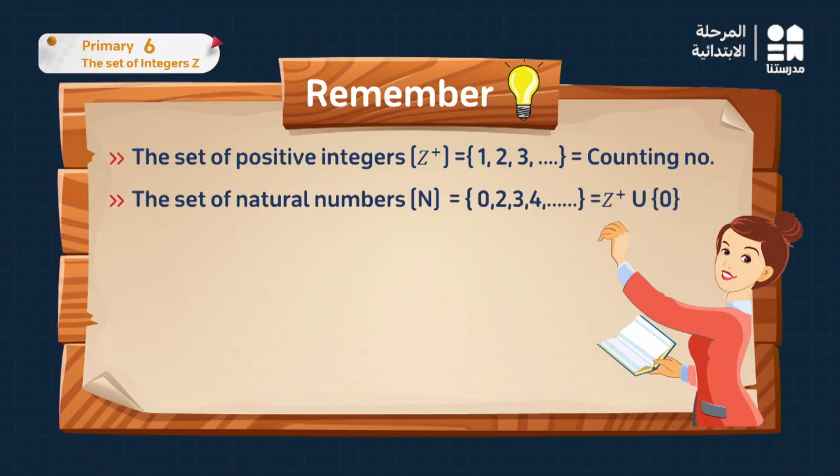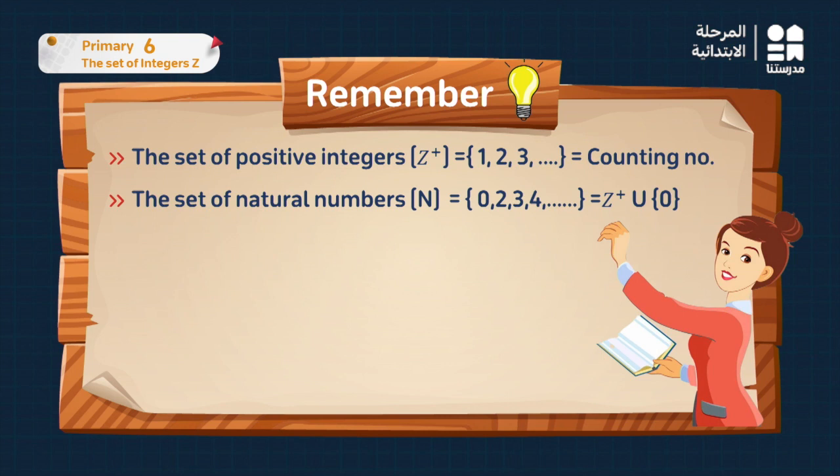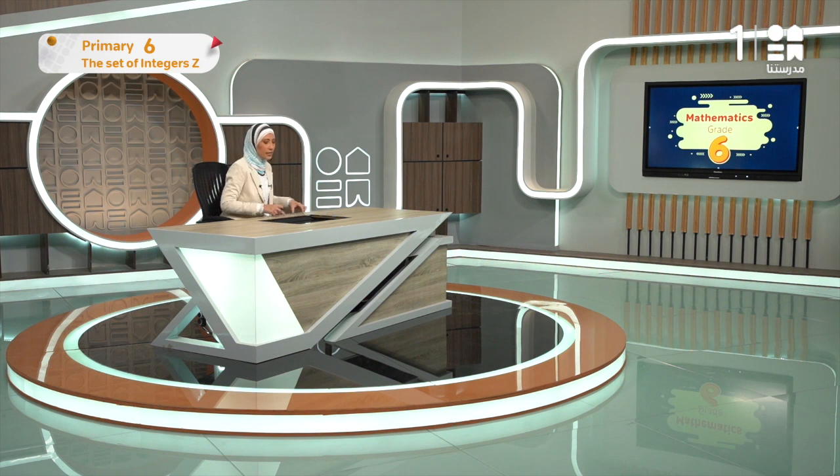The second set is the natural numbers. If I put a 0 with my counting numbers: 0, 1, 2, 3, and so on. So the natural set is 0 and the positive integers. Z positive union 0, I can write it as the set with braces 0, 1, 2, 3, and so on, or I can write it as Z positive union the set of 0. Both of them give me the natural set.